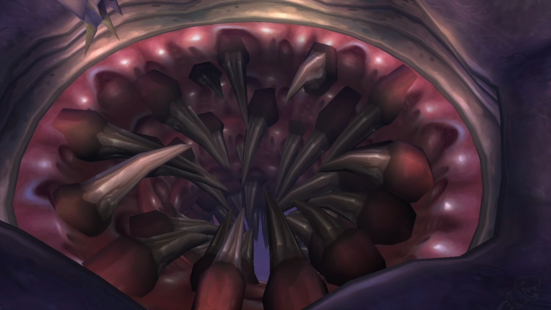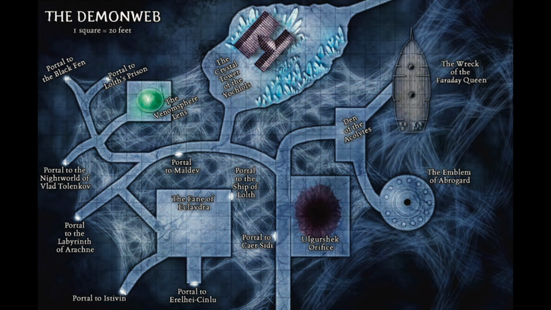Like the Venom Sphere Lens, the Ulgershek Orifice is also giant and fleshy, but it's a wheezing red sphincter that devours anything inside it, sending it to Ulgershek, the 92nd layer. Most of the other locations listed in this layer in 3rd edition aren't actually in the layer, but are the destinations of the many portals found here.